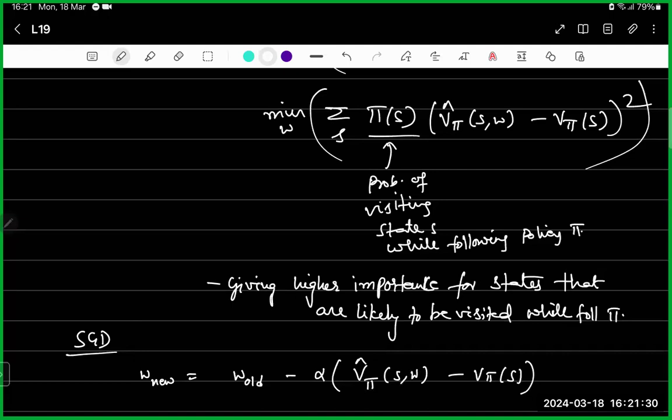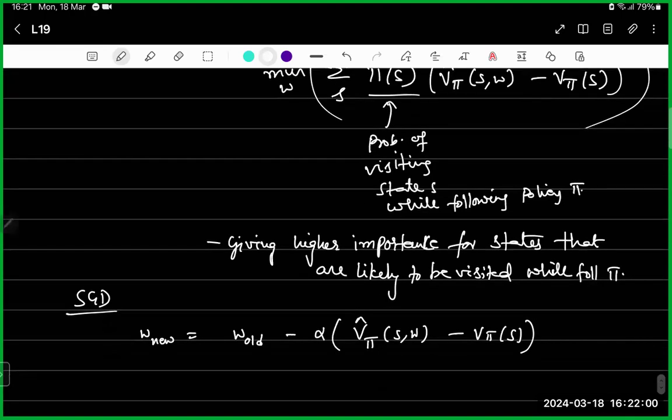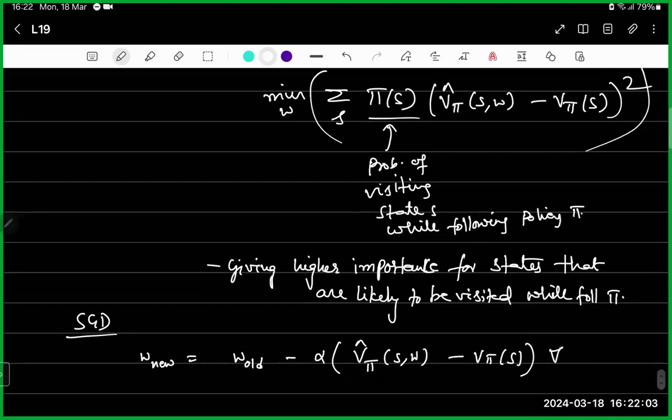Because you are doing stochastic gradient descent, this weight of s will naturally be taken care of, because you are doing this only for the states which you visit while following policy pi. You are interacting according to policy pi and updating your weights based on that. The states which you encounter more frequently will naturally contribute more to this error term. So the weight will be taken care of if you do this through interaction. This will be our typical gradient update, times the del of the function, right?